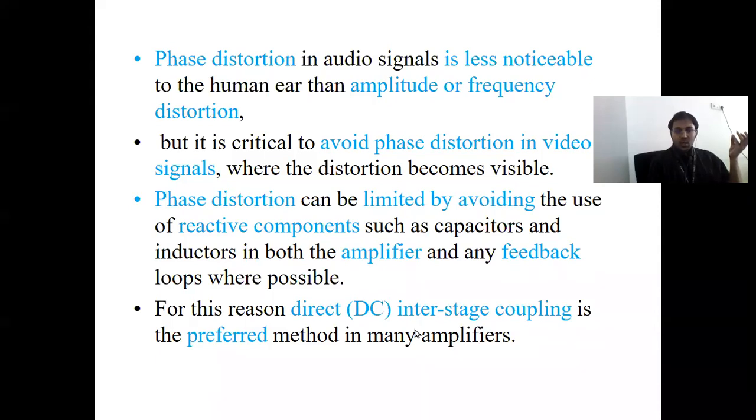That is the reason you go for direct coupling. Earlier we have seen different couplings, isn't it? RC coupling, transformer coupling, and so on. We have seen RC coupling, transformer coupling, direct coupling. In that, direct coupling is preferred because there is no capacitor and inductor involved, and that will lead to lower phase distortion. Okay, fine. So this is about phase distortion.